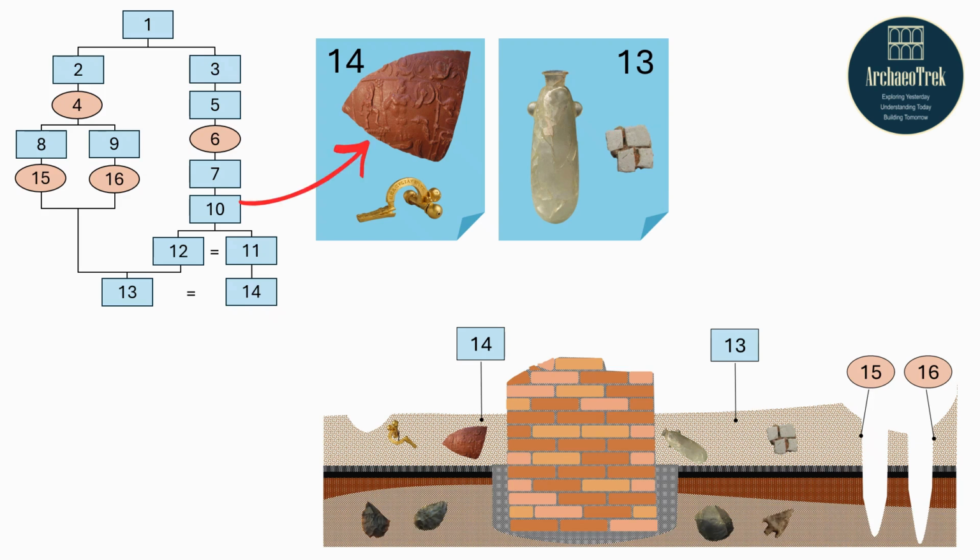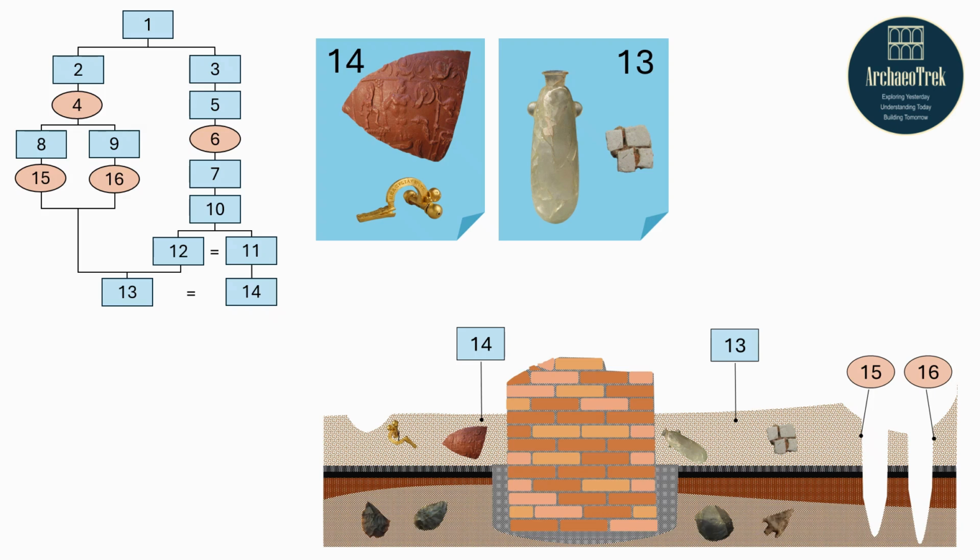In context 14, Roman red slipware dating to the 1st century CE was discovered along with a gold brooch, a fortunate find, dating to the 3rd century CE. These materials are not contemporary. How should we interpret this? The later date of the brooch is crucial.